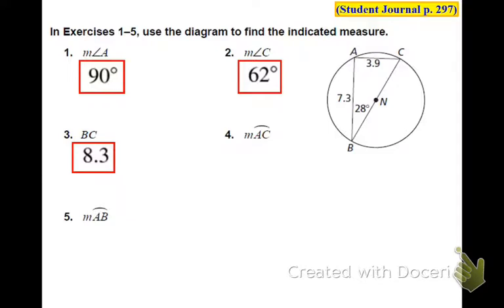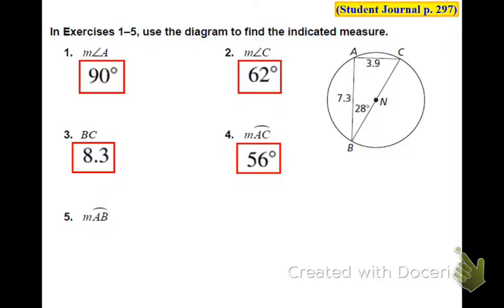All right, after that, we're finding the measure of arcs. We need to find the measure of arc AC. What angle corresponds with arc AC? B, which is 28 degrees. So what's the measure of AC going to be? 56. You double the angle to get the arc, so 56.